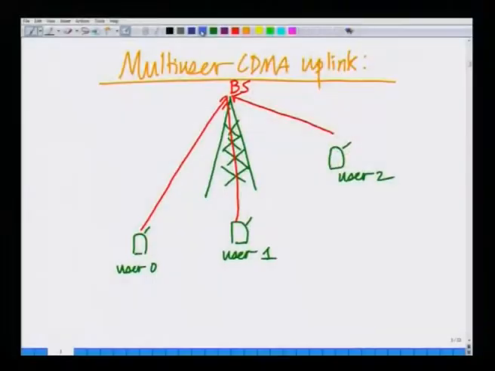Hence, as a result, each signal propagates through a different channel. So, user 0 signal propagates through channel H0. This is a multi-tap wireless channel. User 1 signal propagates through a multipath channel H1, user 2's signal propagates through a multipath channel H2. So, each user's signal propagates through his own multipath channel to reach the base station, and what the base station sees is the sum of all these received signals.